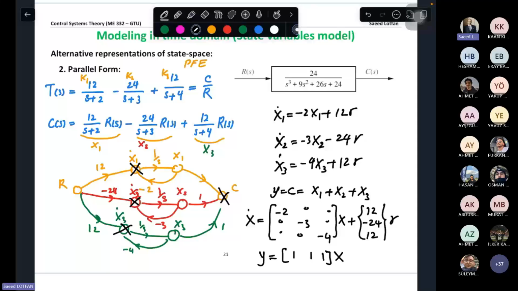So this time you see that the A matrix became diagonal. The third representation, we have the phase variable, then cascade form and parallel form, and each of them have different representation. Any questions so far?